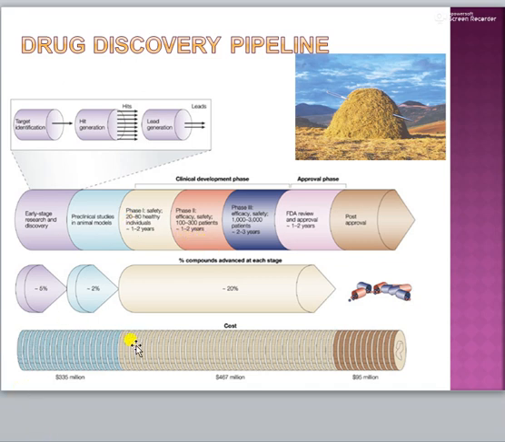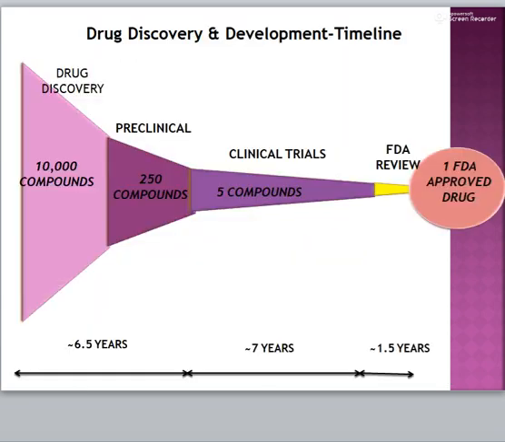And you can see that at each stage the cost, the millions of dollars needed, is also very high. If you look at the drug discovery and development timeline, you can see that if you have 10,000 compounds being used for drug discovery, 250 of these go into preclinical studies. Then 5 compounds go for clinical trials. Then the FDA review is carried out, and one FDA approved drug results. So you can see the amount of years taken for the entire process of drug discovery.